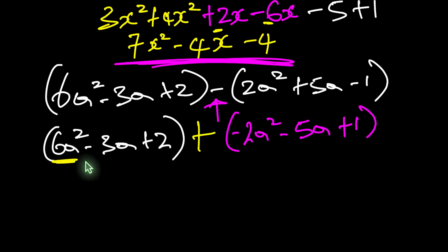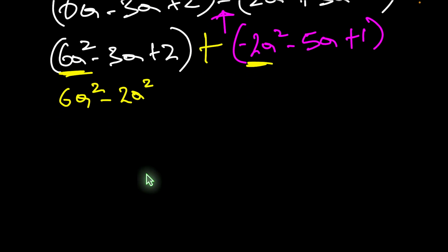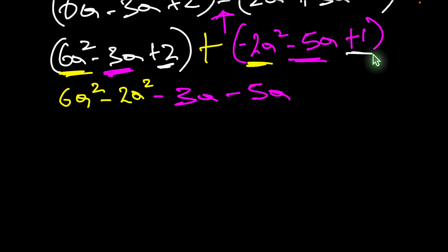So we have that 6a squared and we have that minus 2a squared. Put them together exactly as you have said it: 6a squared minus 2a squared. Then we have this minus 3a with that minus 5a, so minus 3a minus 5a. And then that plus 2 plus 1, so plus 2 plus 1.